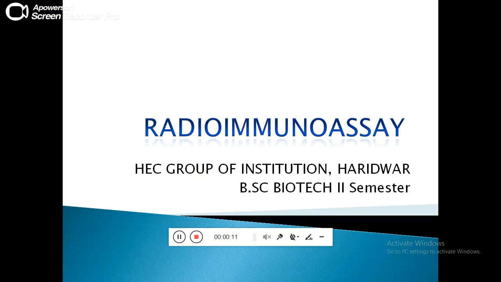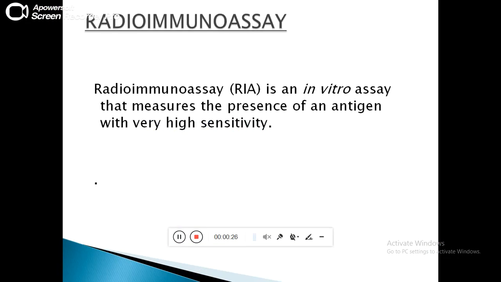A radioimmune assay is one of the tracer techniques that is used for determination of antigen or antibody in a patient sample. A sample could be a patient's blood serum or any other fluid taken. Okay, moving on to the definition of radioimmune assay.